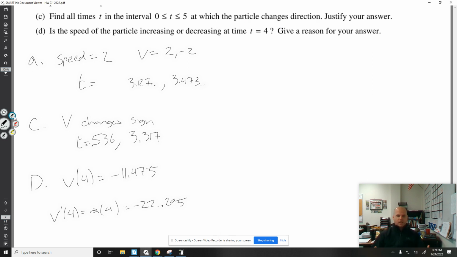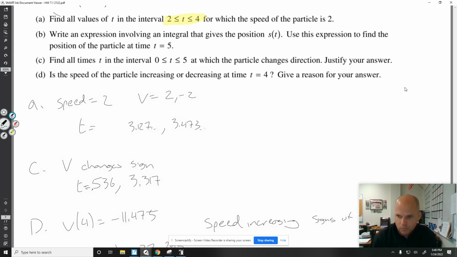This is the easiest justification to do, is just to say signs of V and A are opposite. There are other justifications out there, sure. Here, the signs of V and A are the same. Speed's increasing. Okay, that's the easiest way. You can say I'm moving to the left and my velocity is decreasing. That's fine, but not necessary.